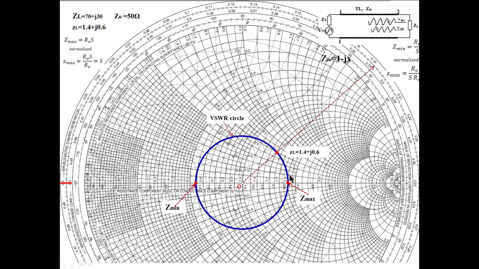Like that, we can find the position or distance of a particular value of impedance, where it occurs on the transmission line, from this Smith chart. You can easily do that. So that is needed here.